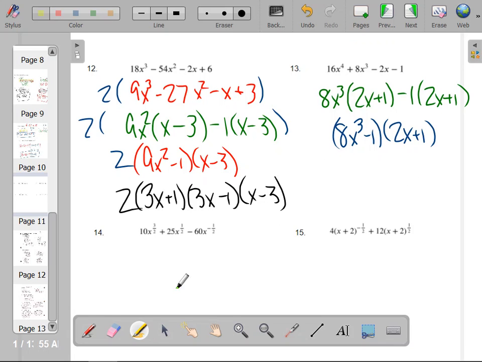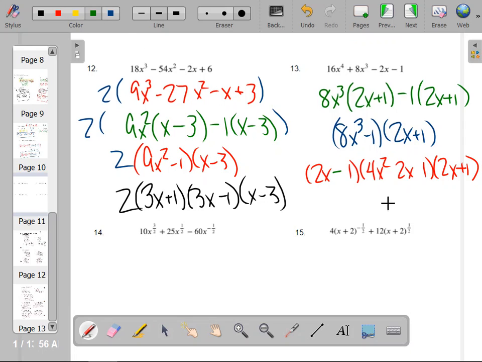That I can't do anything else with, but those are both perfect cubes. So I'm going to do my sum and difference of cubes formula, which would be 2x and 1. 2x times 2x is 4x squared. What are my signs? Same, opposite, always positive. Okay? So again, this looks like it might be factorable, but when you use your sum and difference of cubes formula, you don't need to worry about it. It's not going to be factorable.